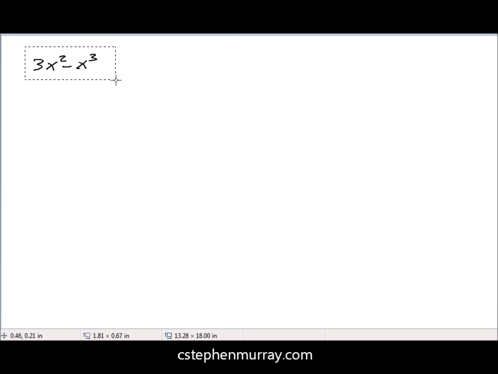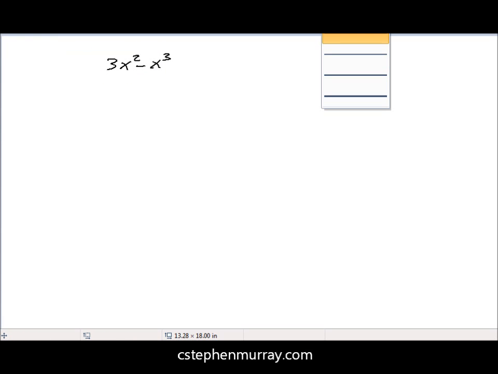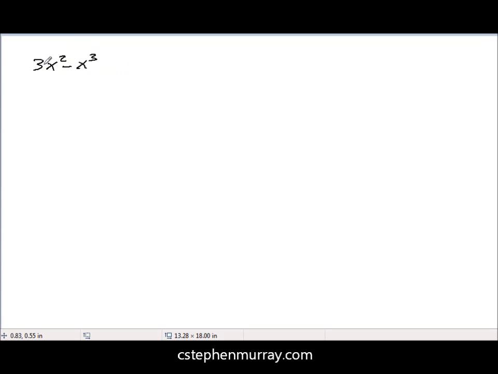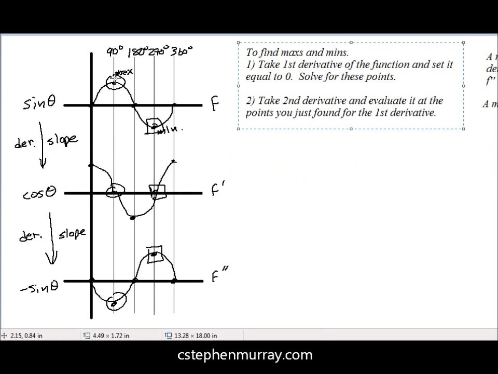Here's our function. f equals this. I guess I should really say f of x. Alright, where are the maxes and minimums? Step 1, and let's go back and forth and look. Our maximums and minimums are points where the slope equals 0 because they're turnarounds. At the maximum point, you're about to turn around. At the minimum, you're about to turn around. So step 1, take the first derivative, set it equal to 0, and solve.